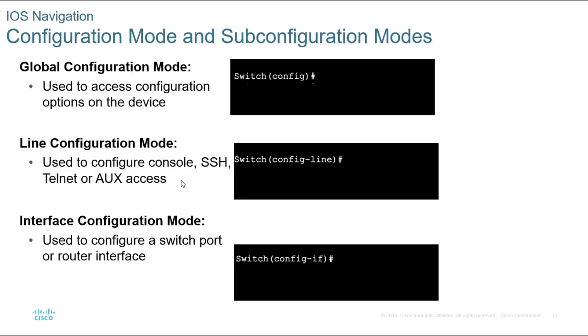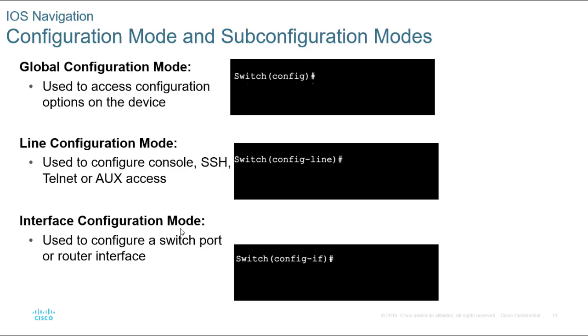This is where you would be if you were configuring your out-of-band access, such as console or AUX for auxiliary, or if you're configuring your SSH or Telnet, which is going to be your virtual terminals, your VTY lines. That's line configuration mode. So out-of-band and in-band access is going to be under line configuration mode.